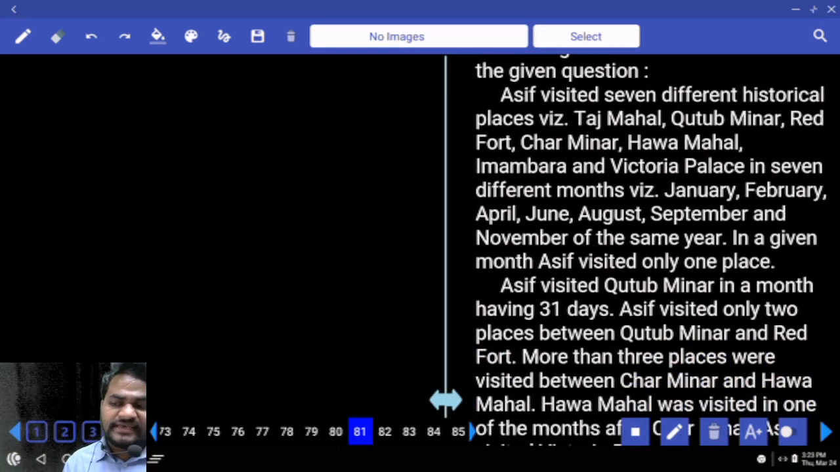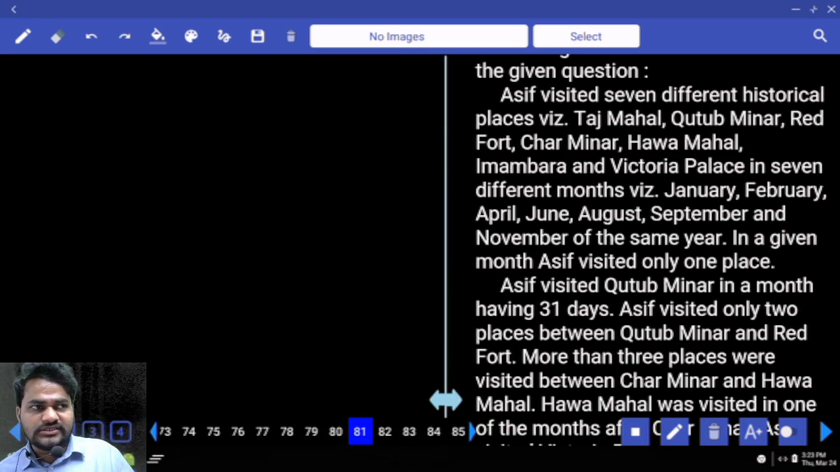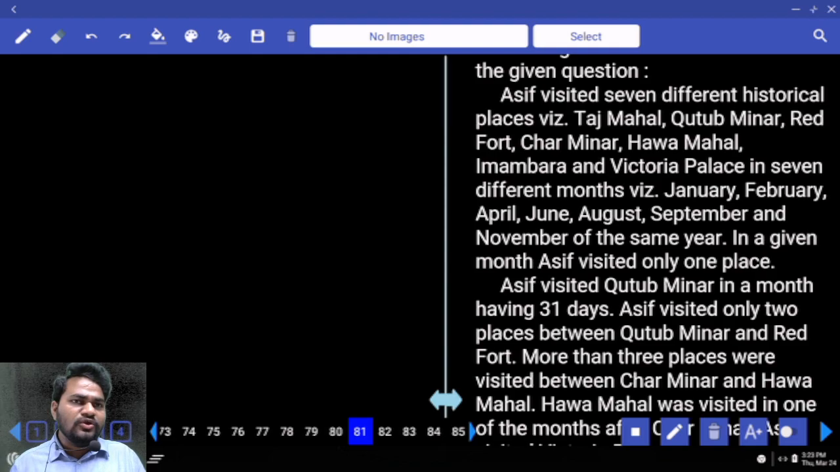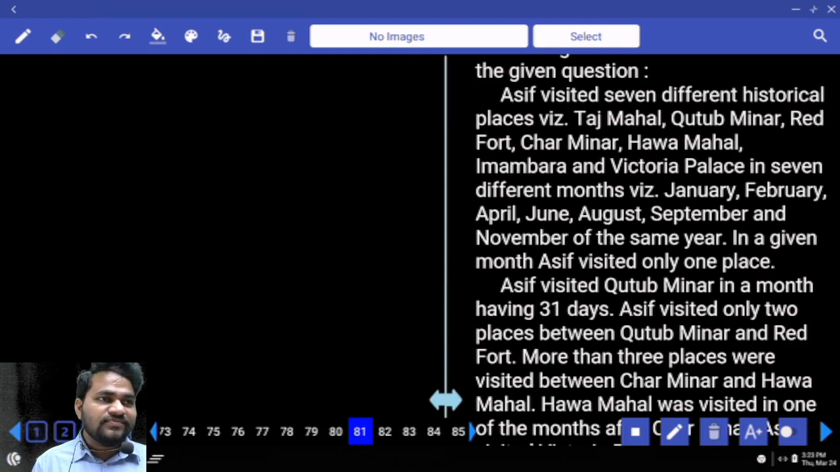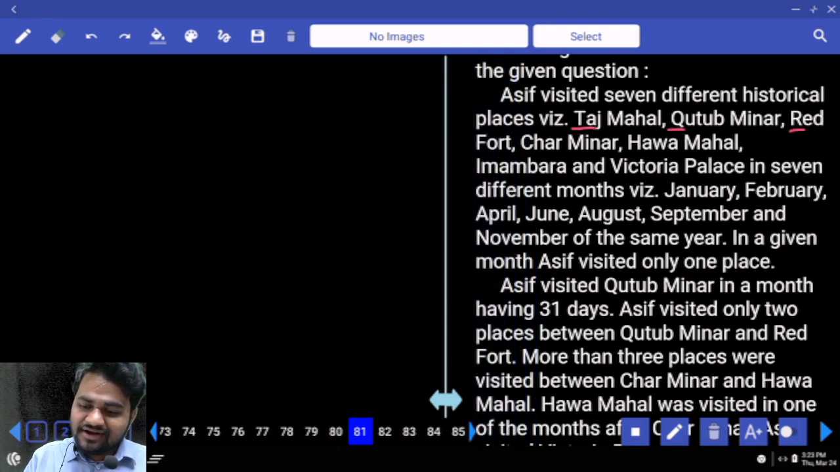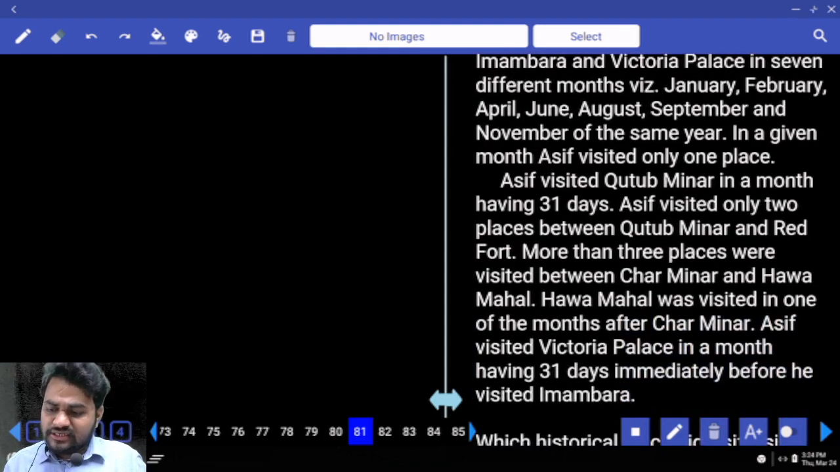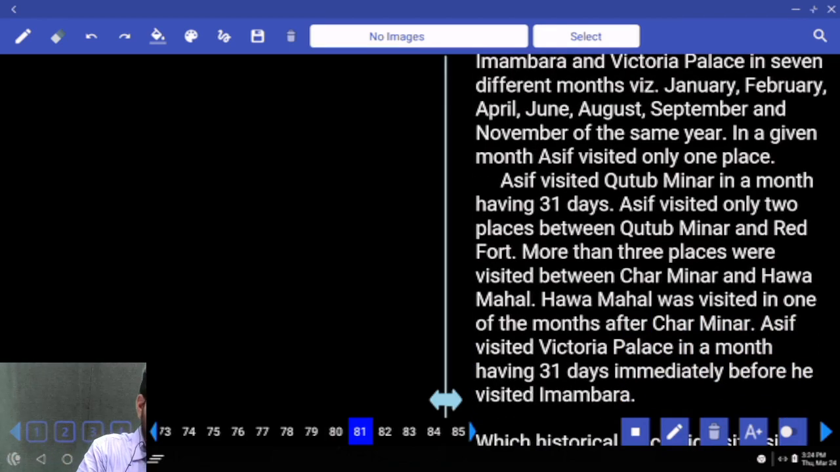Next, Asif visited 7 different historical places. Historical places, maybe they are new names, but try to look at the starting letters. They are enough: T, Q, R, C, H, I and then V. Total we have 7 names. That's enough. In 7 different months, here months are right from January.